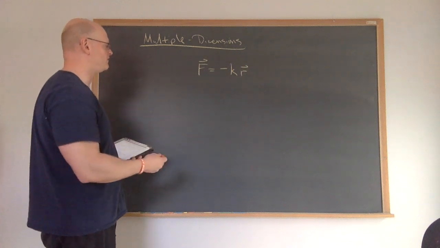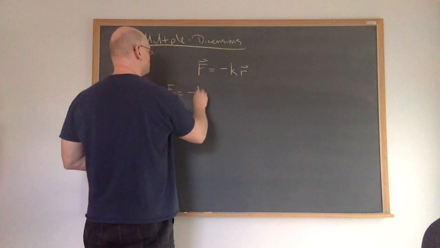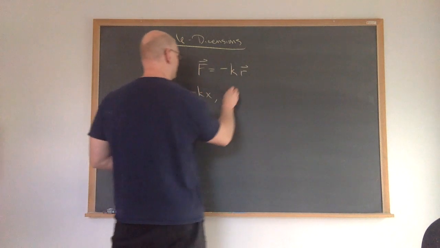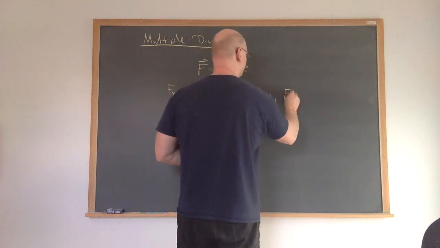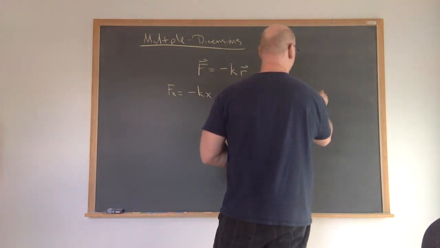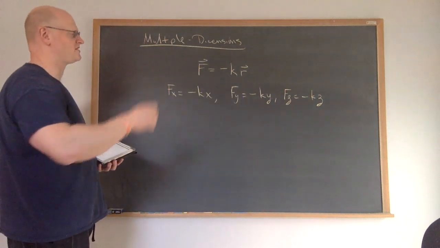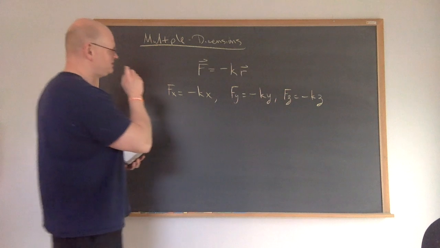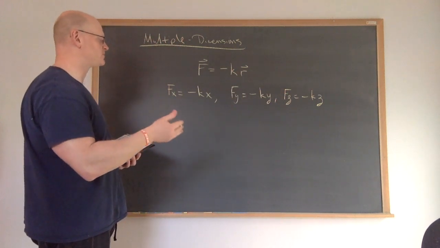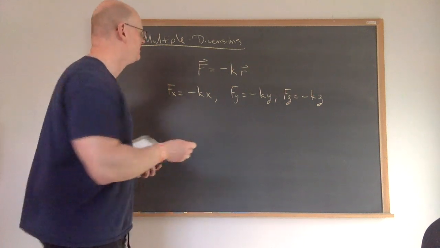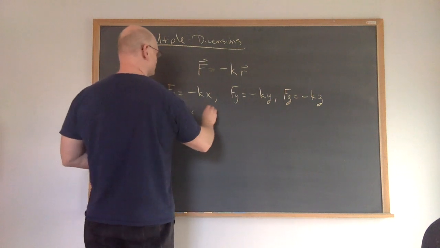Newton's second law breaks down into component form, which means that we can write Fx is equal to minus k times x, Fy is equal to minus k times y, and then Fz is equal to minus k times z in 3 dimensions. Of course, if I had more dimensions, I would just keep going. Now here, because of this, I'm assuming that each one of these spring constants is the same in all directions. This is what we call an isotropic oscillator.